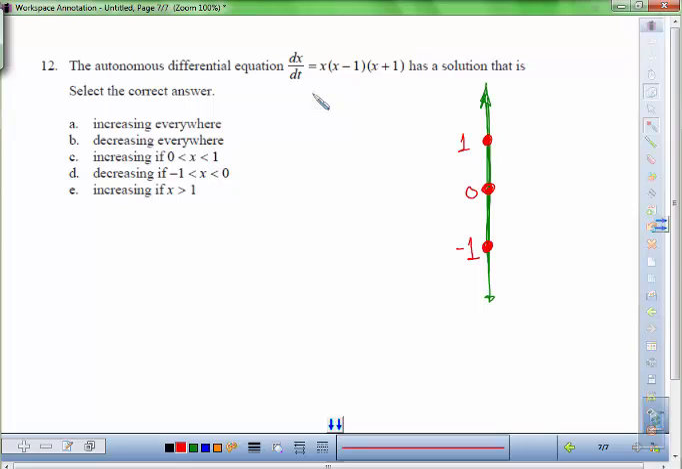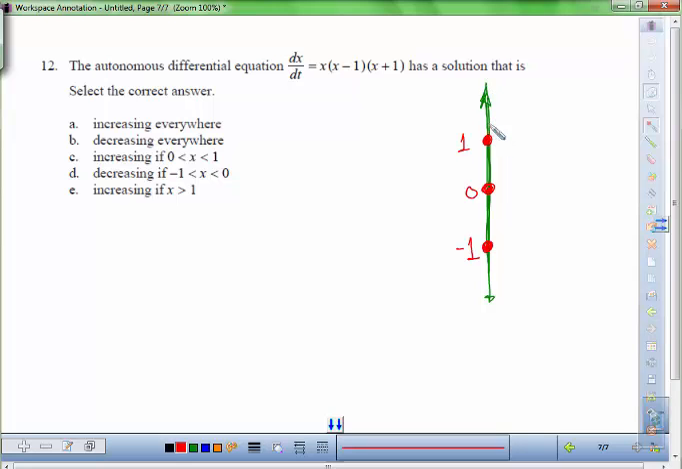So when you set this equal to 0, x is equal to 0, x is equal to 1, x is equal to negative 1, those are going to be our solutions. But now we have to check where things are increasing and decreasing, and it kind of reminds me of the first derivative test in calculus.